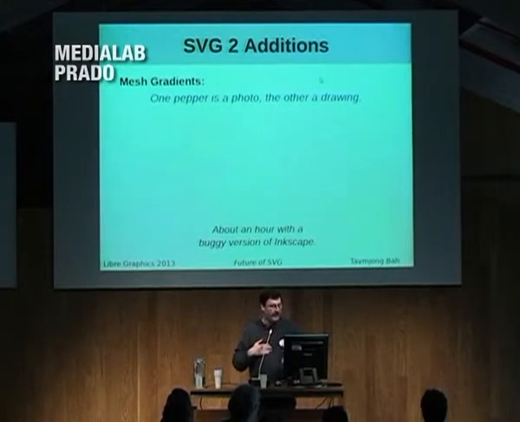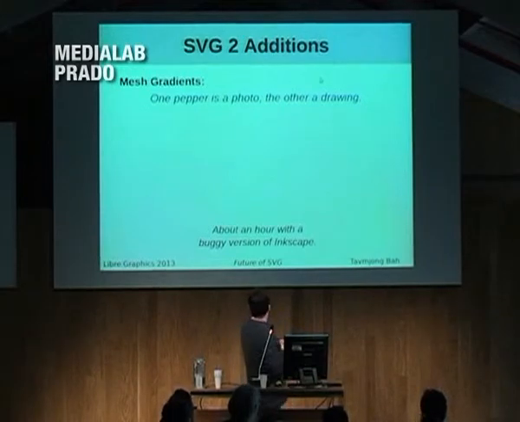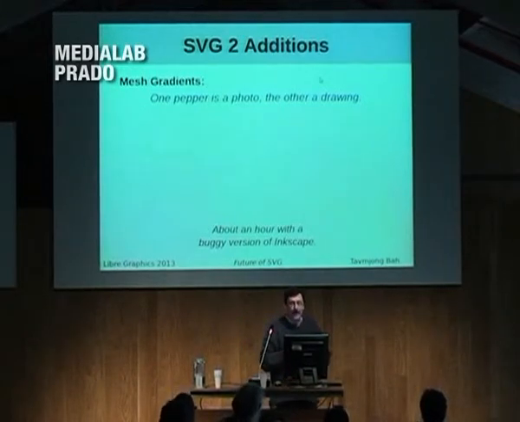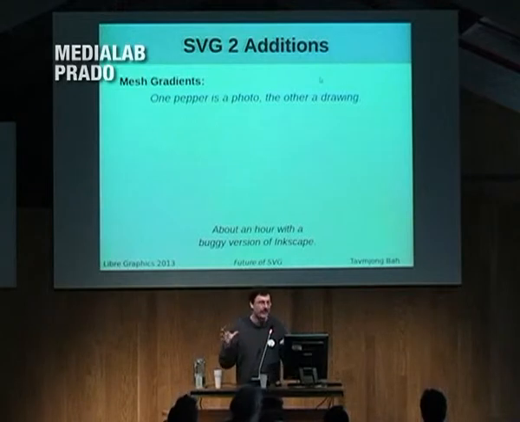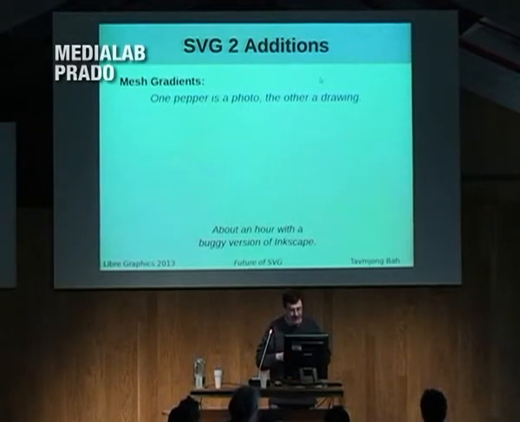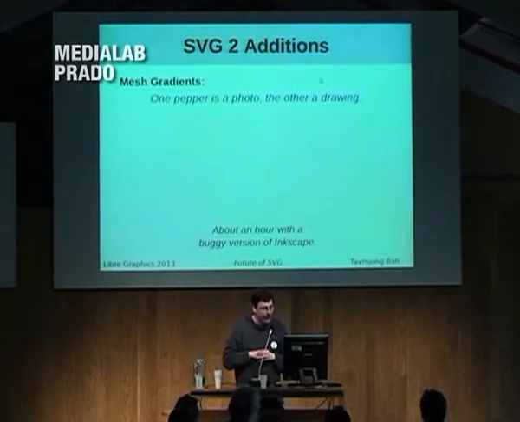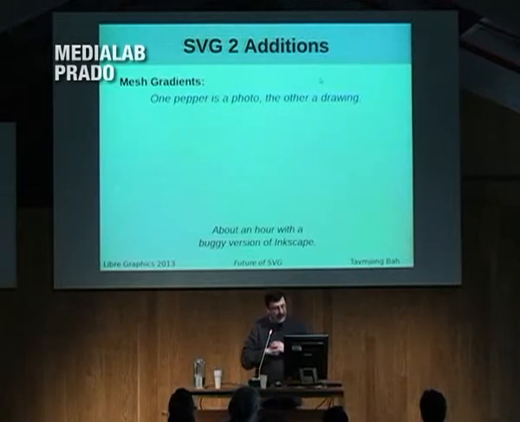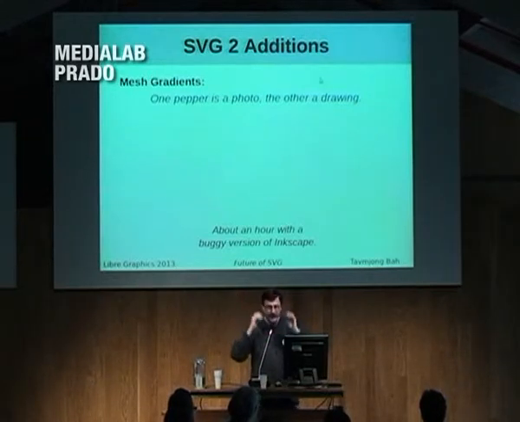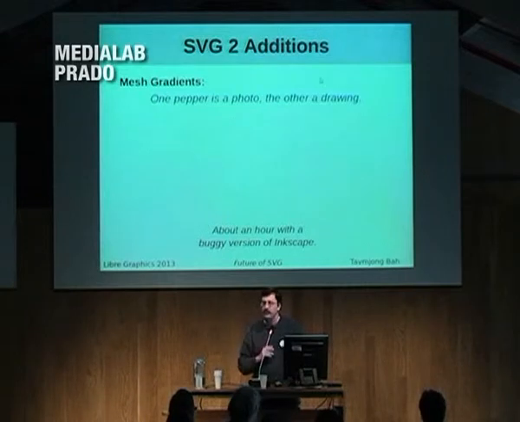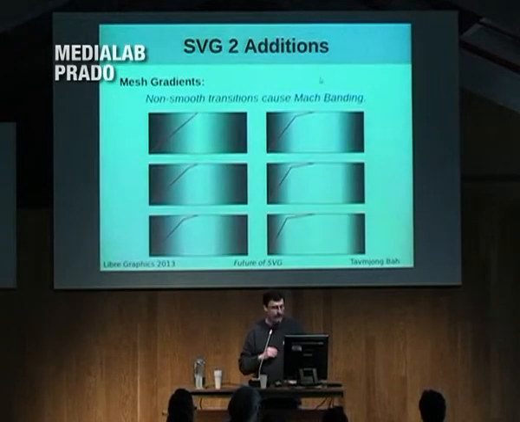There were two peppers here, and one was done with meshes, and one was done as a photograph, and you were supposed to be able to tell which is which. And I've actually patched Inkscape as a test bed for meshes, and in about an hour I was able to get a very nice looking pepper, and it wasn't buggy. With some improvements I have in mind, in probably 5-10 minutes you can make a nice pepper.